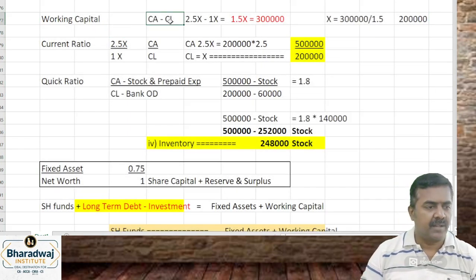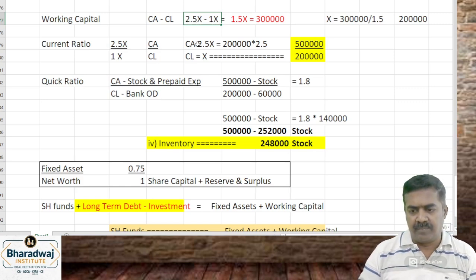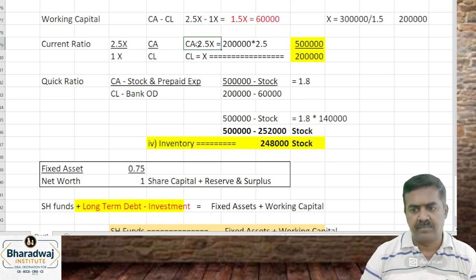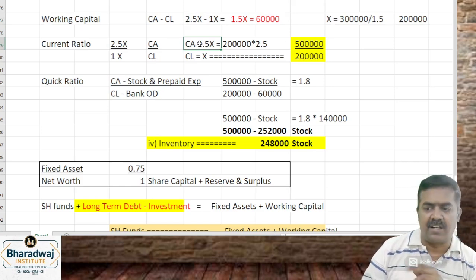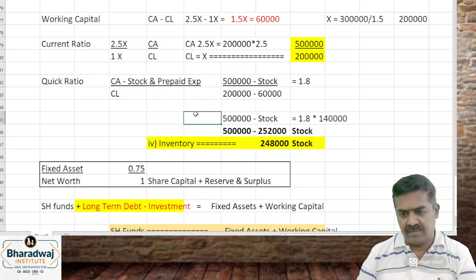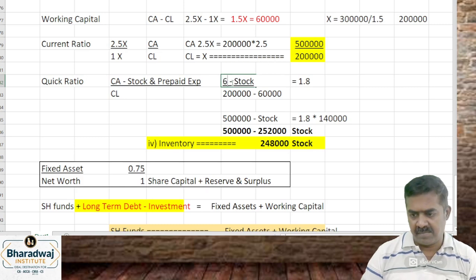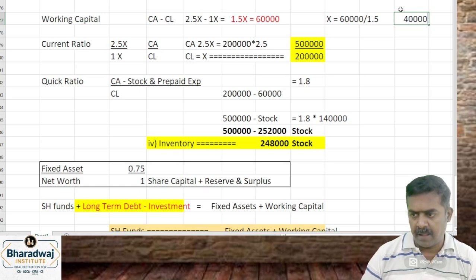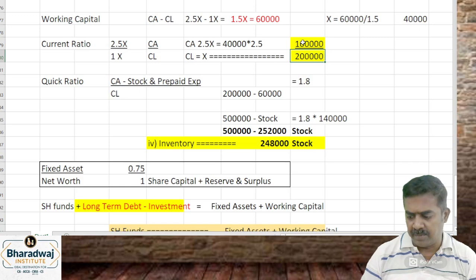What is the ratio given? Current assets to current liability 2.5, 1.5. Okay. Working capital கொடுத்திருக்காங்க. What is the working capital given to us? 60,000. Now because they're asking for three values, current assets, current liability ரெண்டுமே வேணும். If X is 40,000, this will be 40,000 into 2.5, 1 lakh வரும். This will be 40,000.